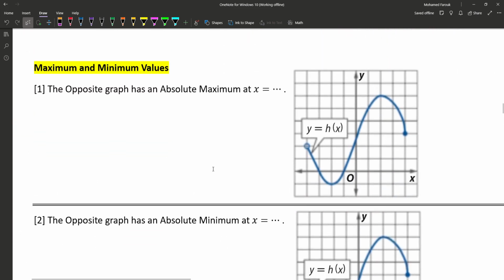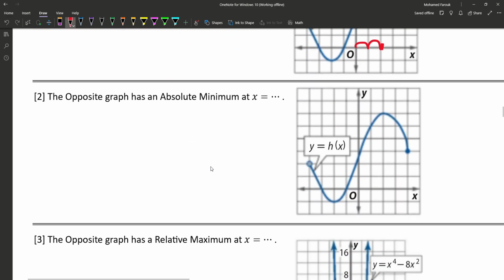Okay, we need an absolute maximum. Absolute maximum is the highest point on all of your graph. The highest point is this one. So where is this point located? It's at x is equal to 2. Okay, we need an absolute minimum. It's the same, the lowest point in all of your graph. It will be this point at x is equal to -2.